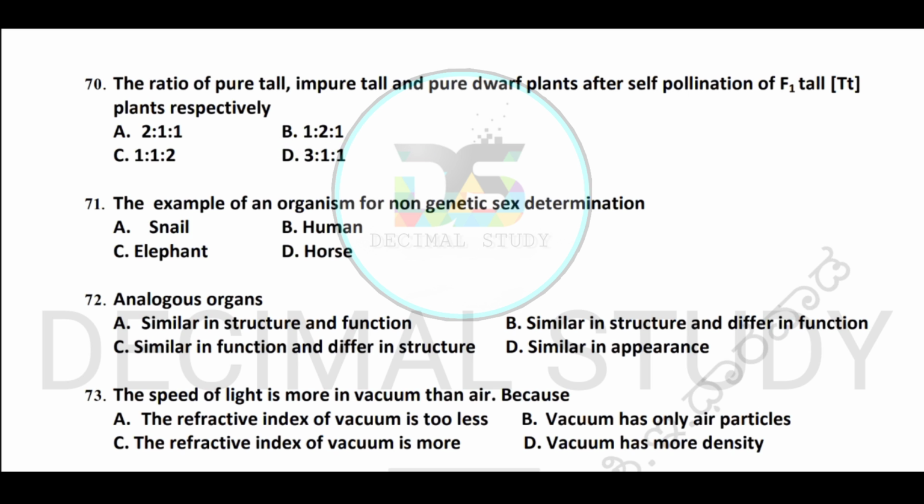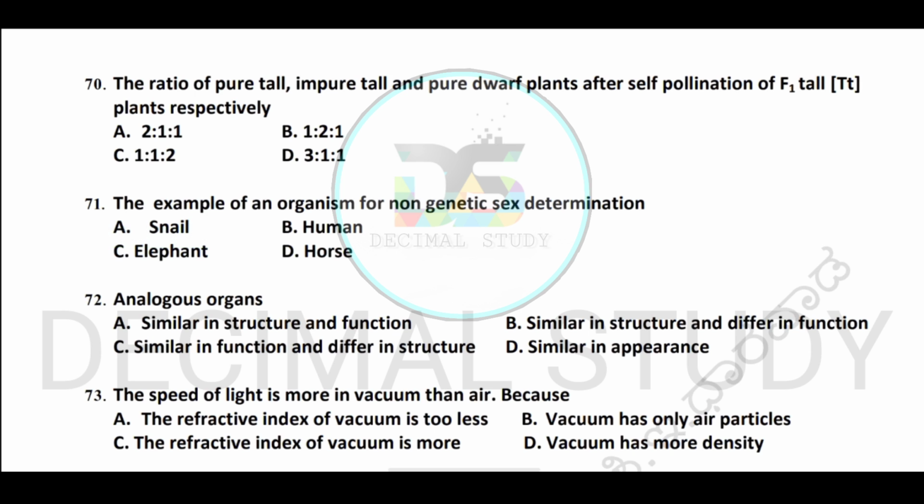Question number 71. The example of an organism for non-genetic sex determination. Option A, snail. Option B, human. Option C, elephant. Option D, horse. The right answer is option A, snail.